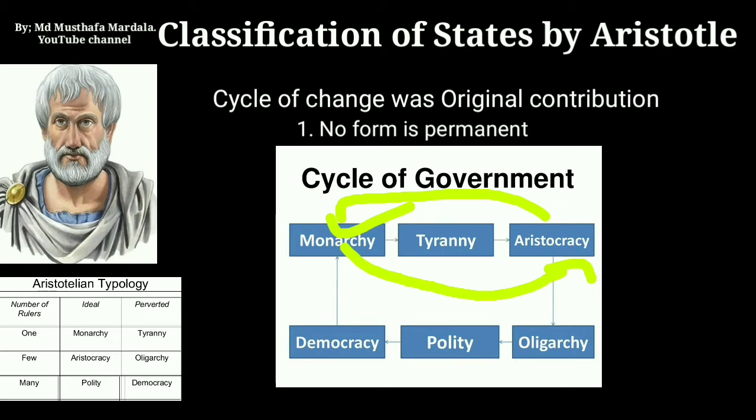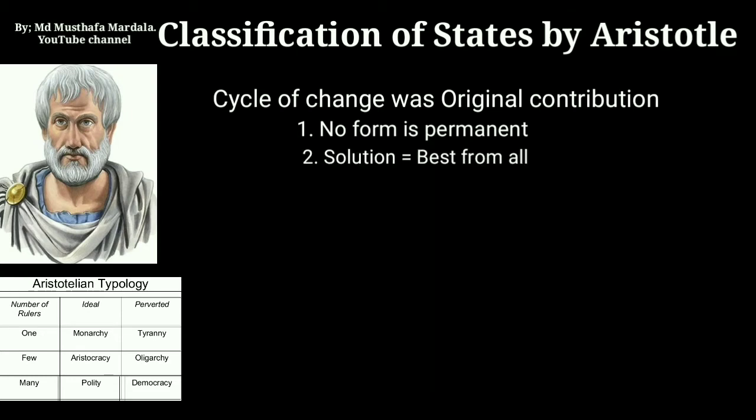To have stability, Aristotle insisted on borrowing the best practices from all the six forms of government. The classification of states was based on Aristotle's empirical investigations into 158 constitutions of his time.